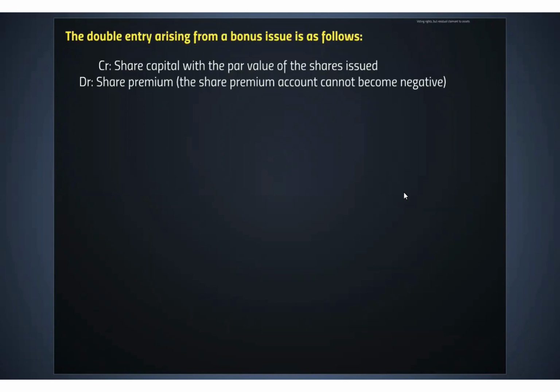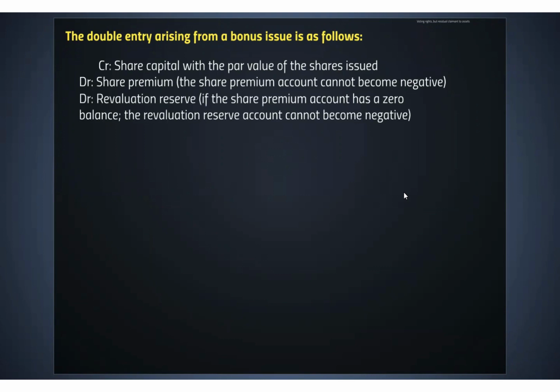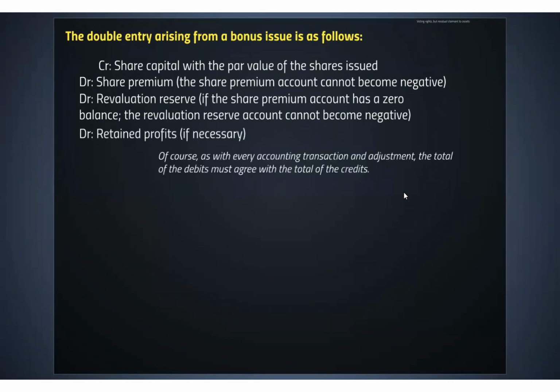And of course the share premium account cannot be negative, so we have to stop when the share premium is fully utilized. Then we have to continue with the revaluation reserve. If the share premium account has a zero balance, the revaluation reserve account cannot become negative either. If the revaluation reserve ends, we have to go to retained profits if necessary. And this sequence, as I said before, is stipulated by the standard. And of course, as in each and every accounting entry, total debits equal total credits. In our case, only one credit here, and there could be several debits decreasing different equity lines.